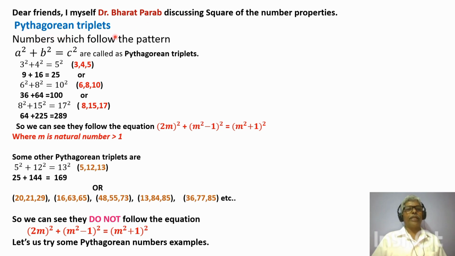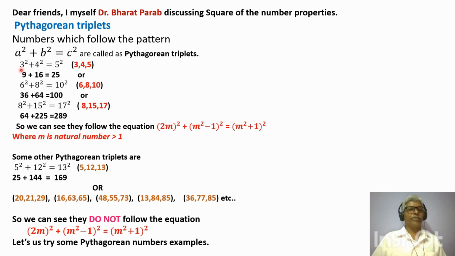That's Pythagorean triplet. Numbers which follow the pattern a square plus b square equal to c square are called Pythagorean triplets. This is the definition of Pythagorean triplet. As you know from the Pythagoras theorem, a and b are the sides of a right angle triangle and c is the hypotenuse, and it follows the pattern a square plus b square equal to c square. These are called the Pythagorean triplets.